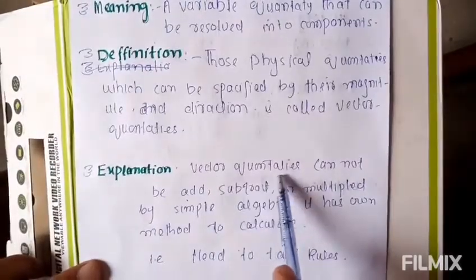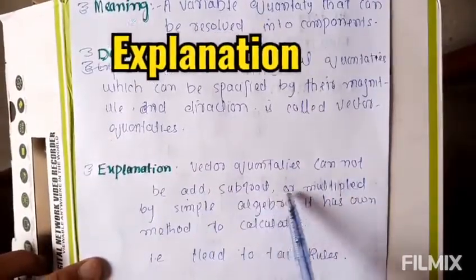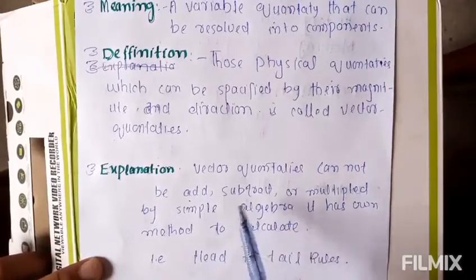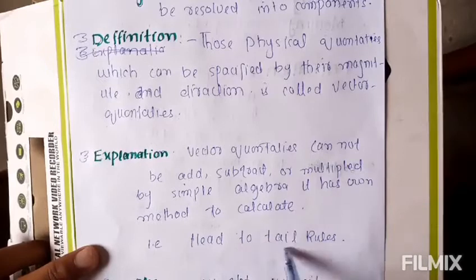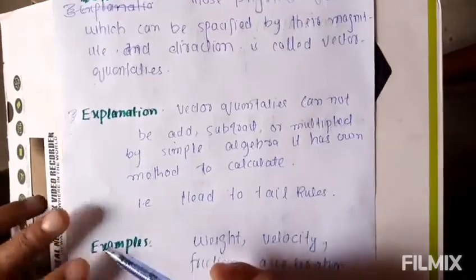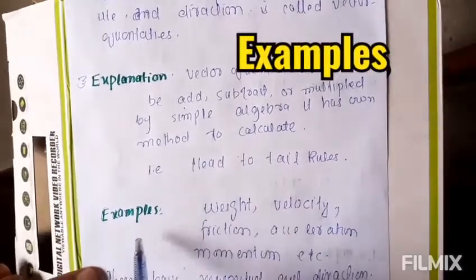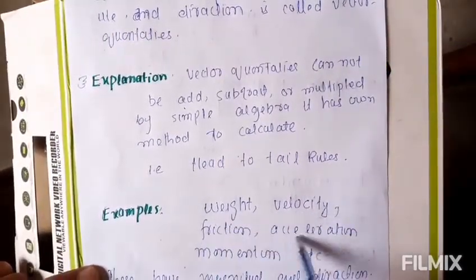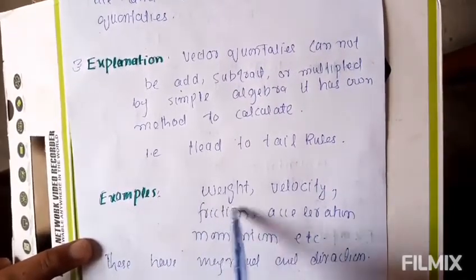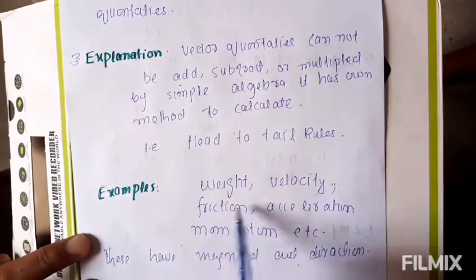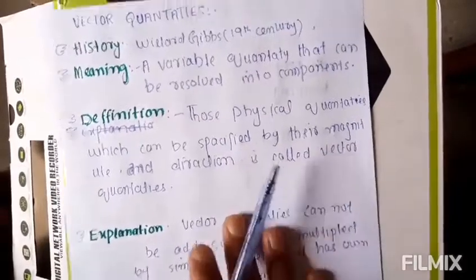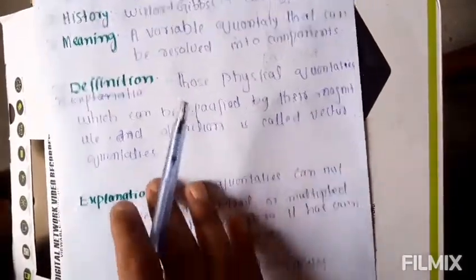Explanation: vector quantities cannot be added, subtracted or multiplied by simple algebra. They have their own methods of calculation, like the head to tail rule, which inshallah we will explain in the 4th chapter. Examples: weight, velocity, friction, acceleration, momentum, etc. These are examples of vector quantities. These quantities have magnitude as well as direction.